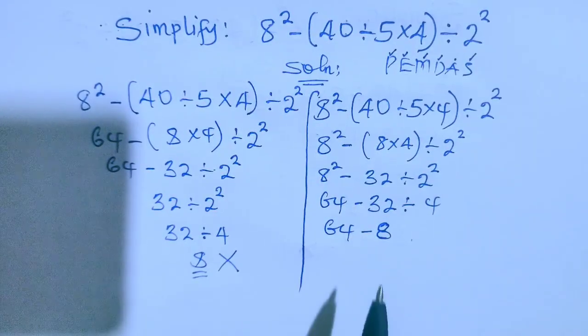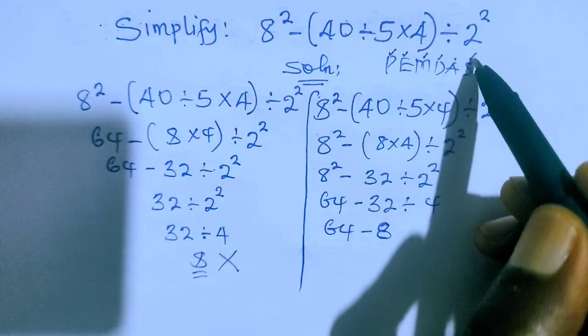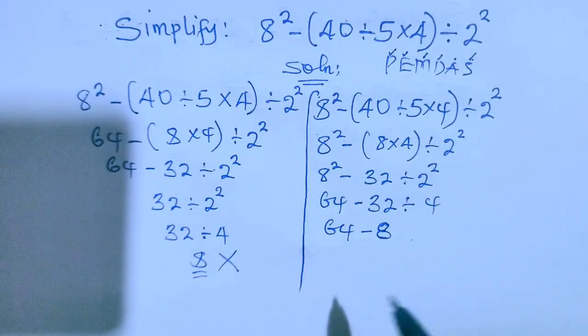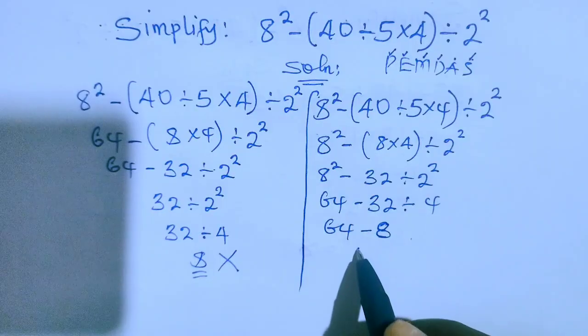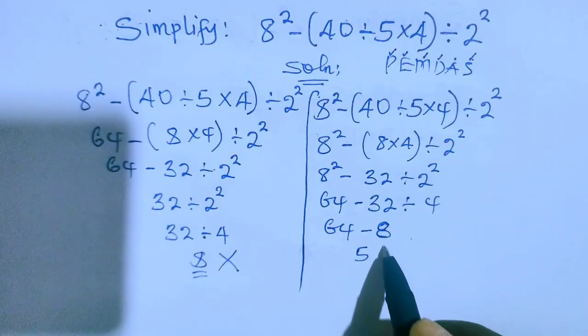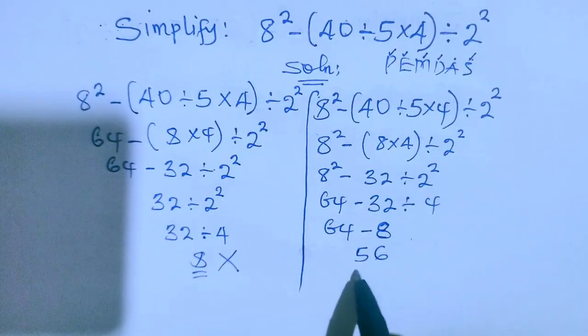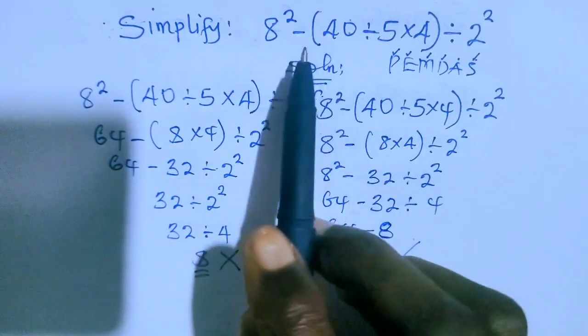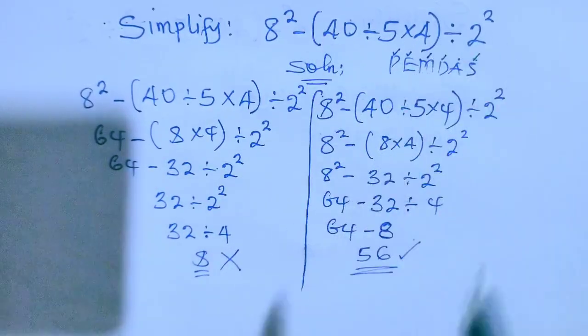Then lastly, we consider subtraction. And we have here 64 minus 8. That will give us 56. And this is the correct answer to this given expression right here.